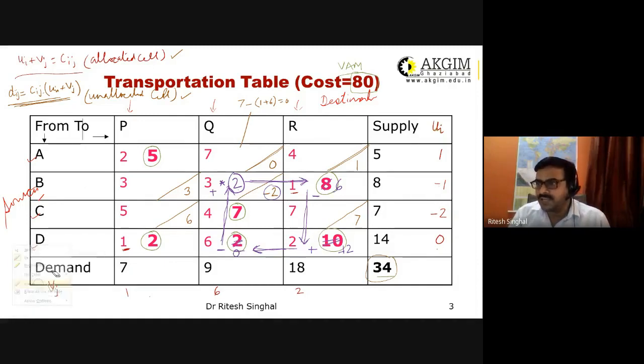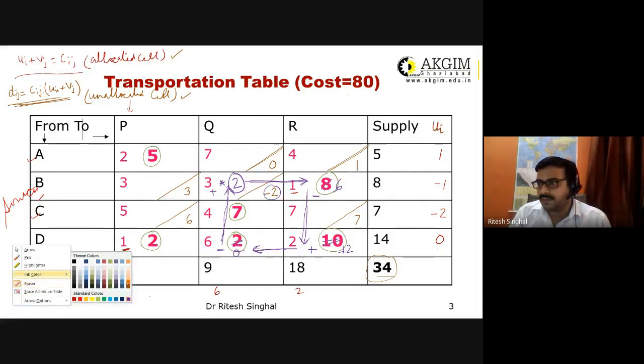Yes, I have to erase the things here. Okay. Yes.